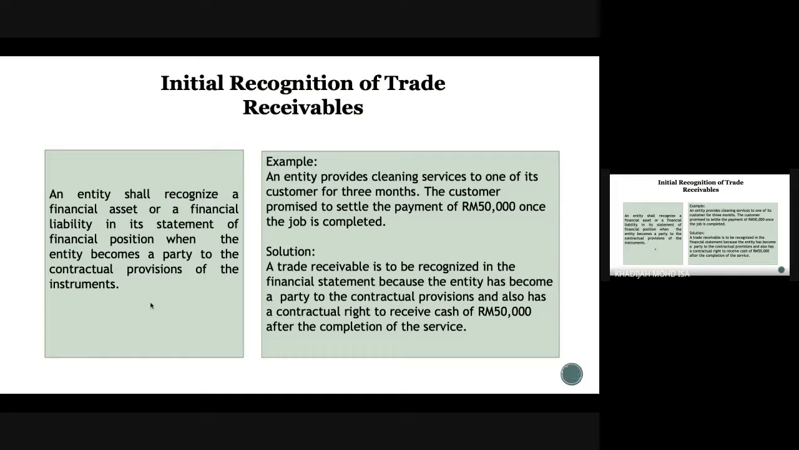Initial recognition of trade receivable: it will be recognized as a financial asset or financial liability in its statement. Of course, receivable is a financial asset. It is recognized when you become a party to the contractual provision.